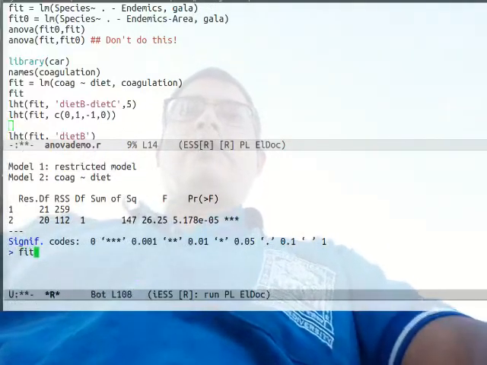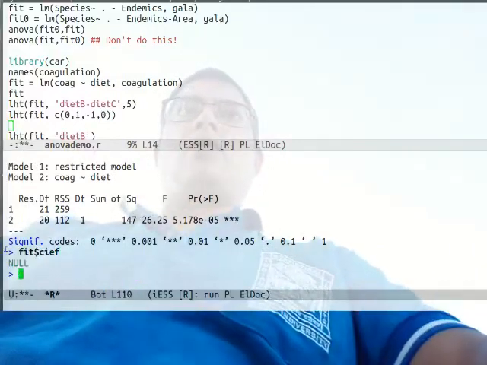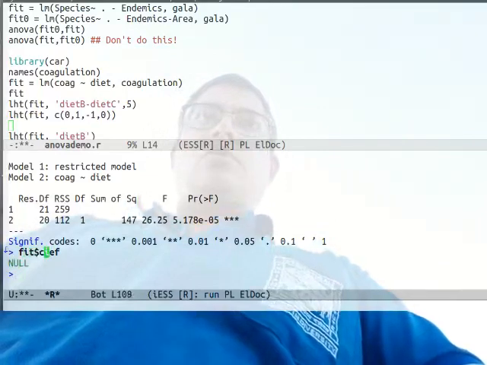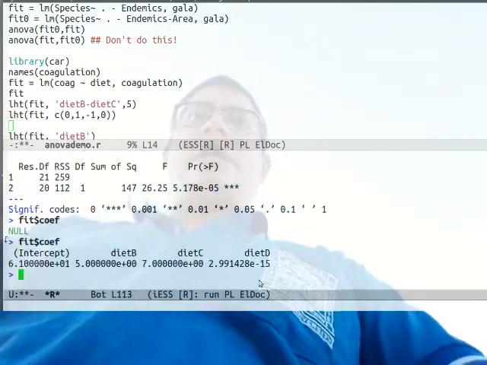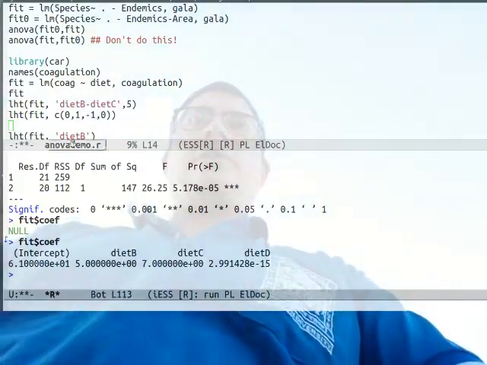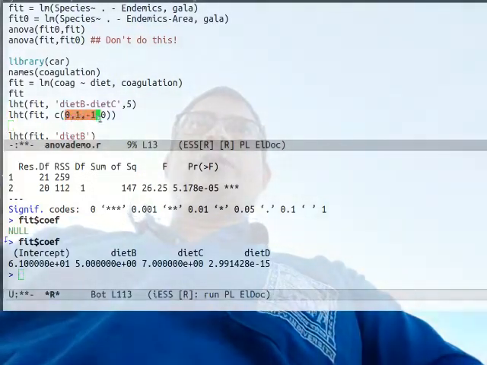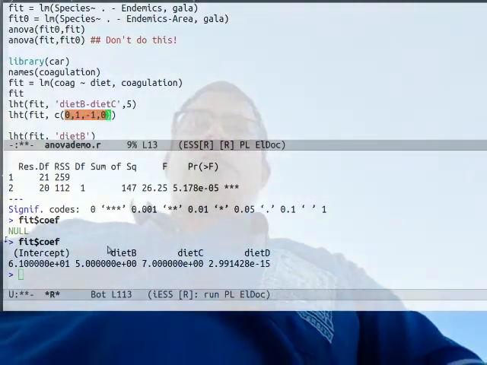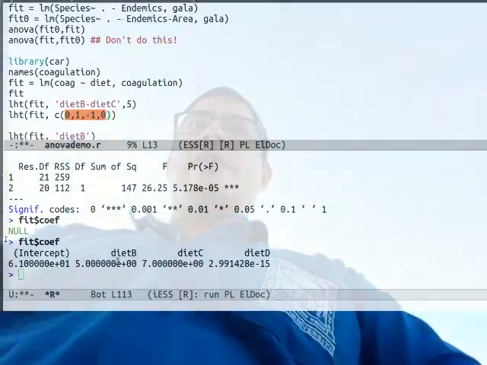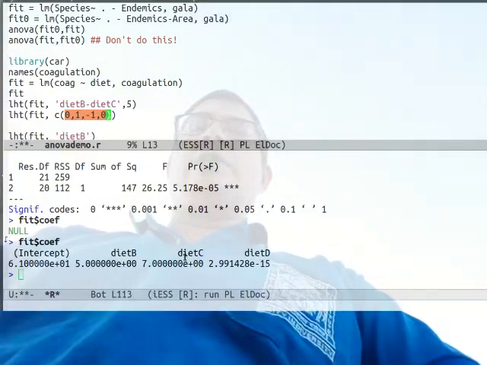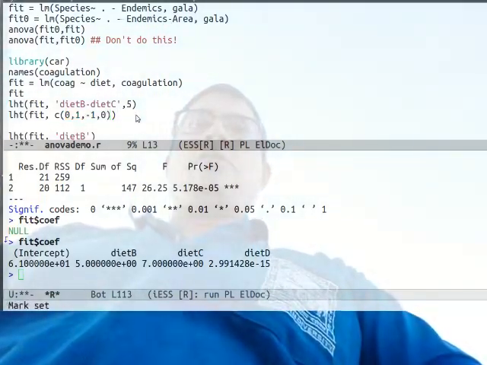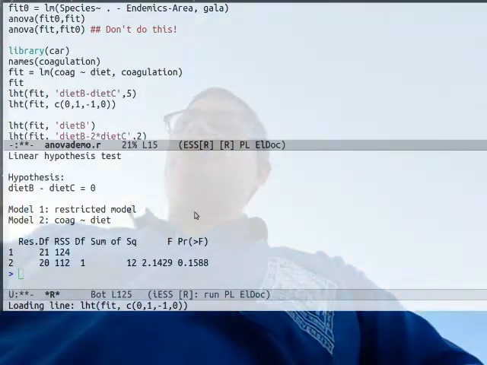So I will write phi$coef, sorry, I misspelled it, coef. So they are intercept, diet B, diet C, diet D. I can write the same thing as a linear combination 0, 1, minus 1, 0. So 0 means I am not taking the intercept, coefficient 1 for diet B, minus 1 for diet C. So diet B minus diet C, no role played by diet D. I can do the same thing, and that will also give rise to the same result.